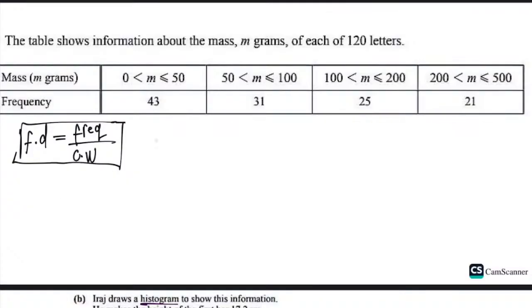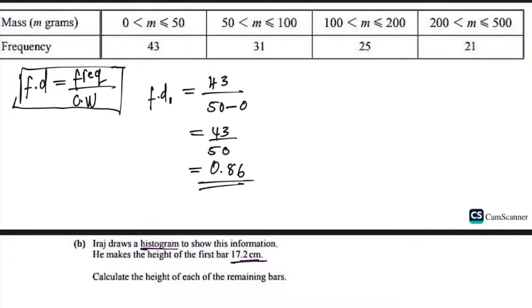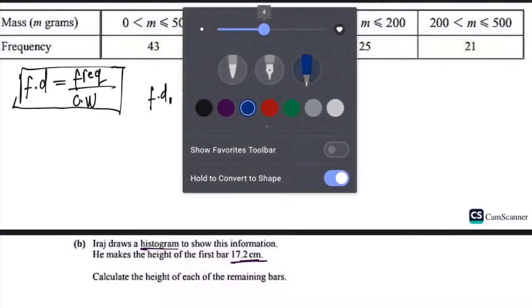So we'll now say, all right, for the first one, because they said for the first one he got 17.2, let's see how he got it. It's going to be 43. That's the frequency, okay? Then you divide by the class width, which is 50 minus 0. That's the width of the class, okay? What is 43 divided by 50? How would you get 17 here? You get 0.86. So here, the frequency density will be 0.86. And this person found the height of 17.2.